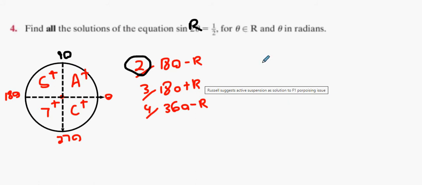Alright, so what we're going to do here is we're going to say sin r equals a half, and now we're going to sin inverse a half.